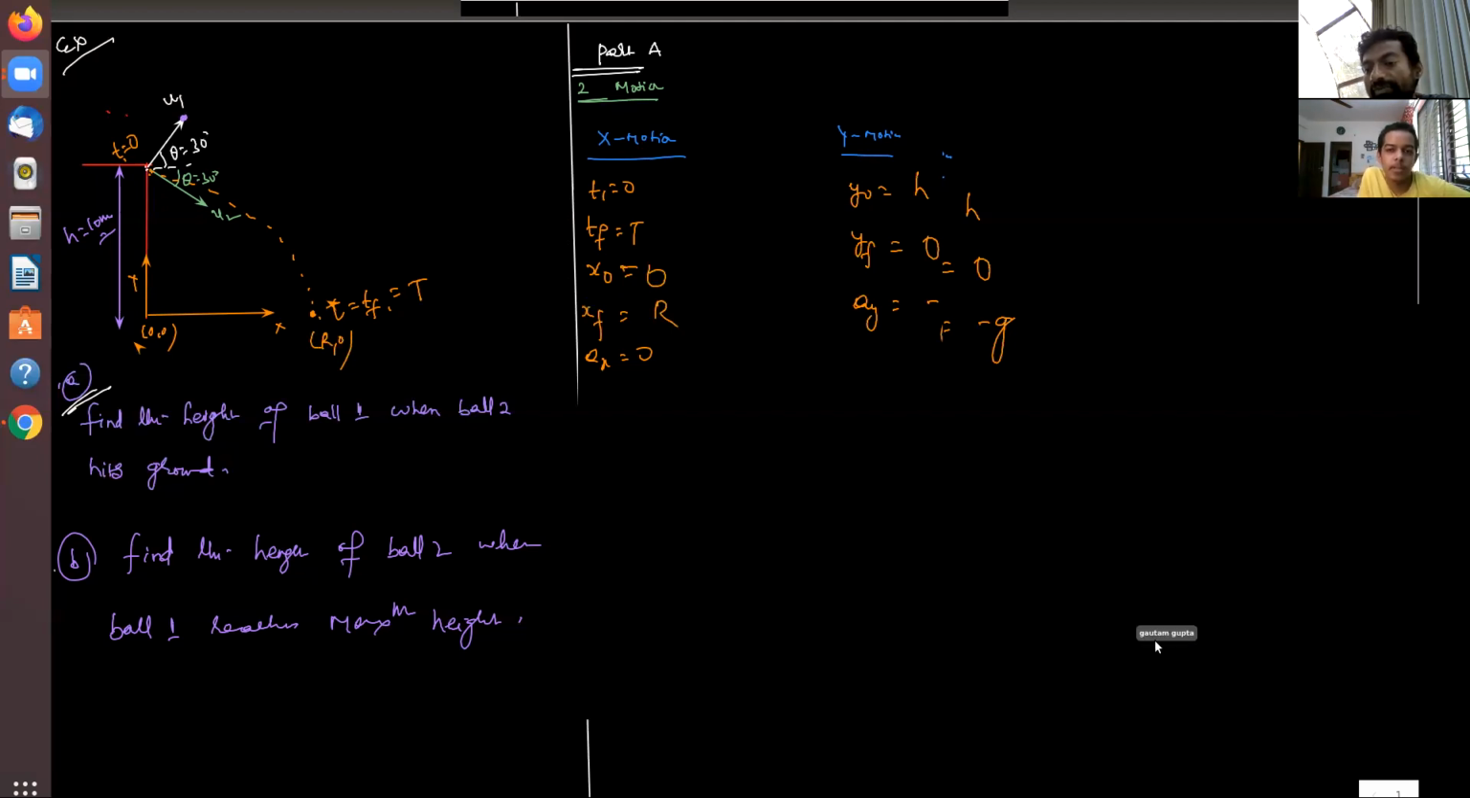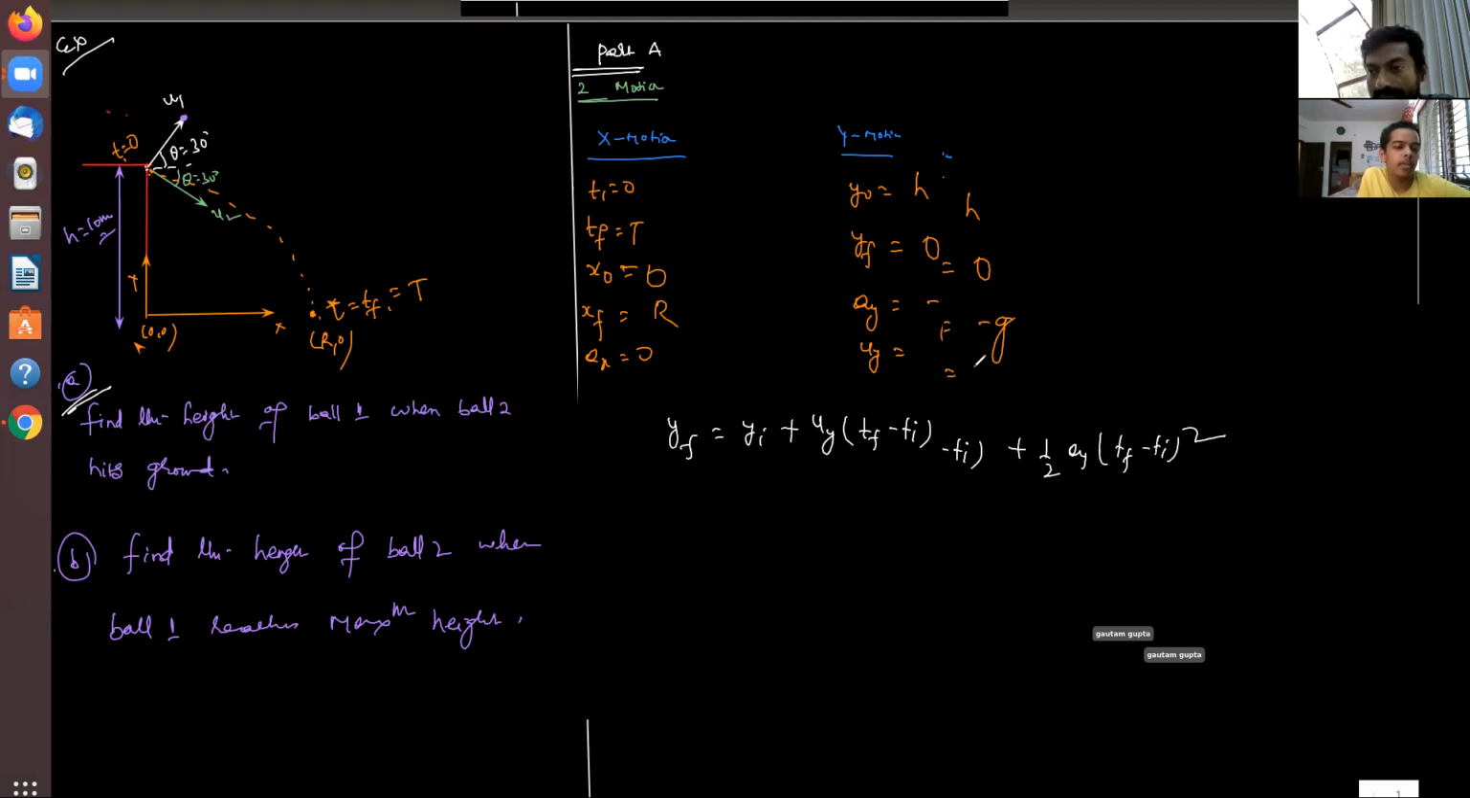So we have to find the time of flight, right? So basically we can write this equation: yf is equal to yi plus uy into tf minus ti plus half ay into tf minus ti whole square. So ui you have not written, right? So tell me what is uy here in this case for ball 2? U2 sin theta. If it is called theta 1, this is theta 2. So U2 sine theta 2. Is it correct or wrong?